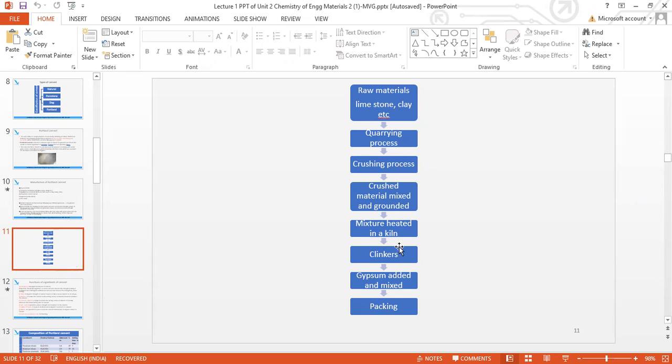And then your Portland cement is ready. After cooling it, you can pack it and you can store it after. So this is the flow chart. No one will ask, but it is for your information.